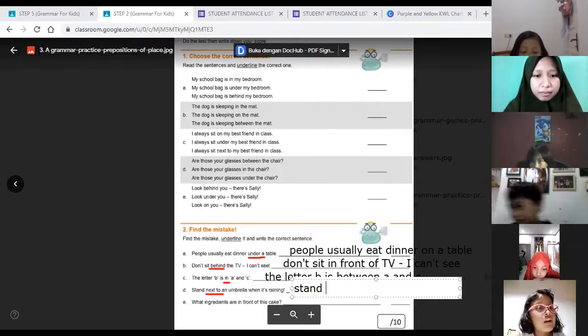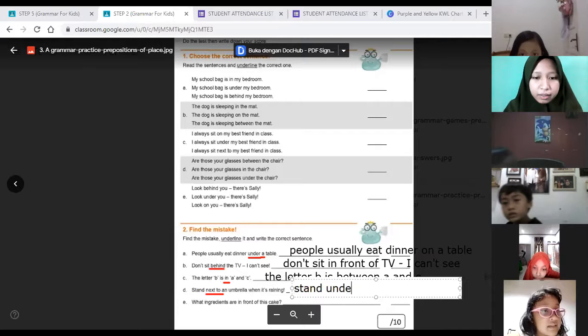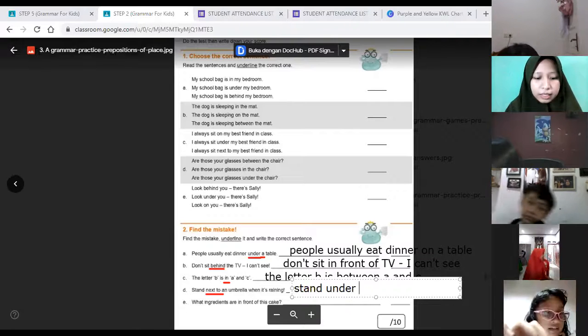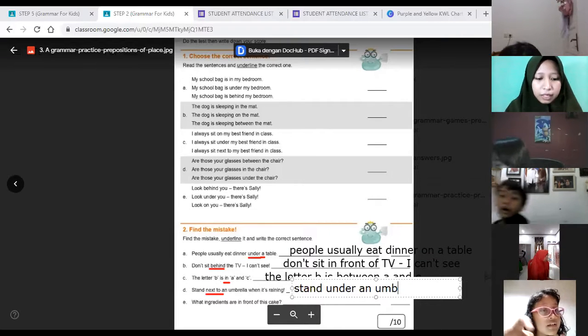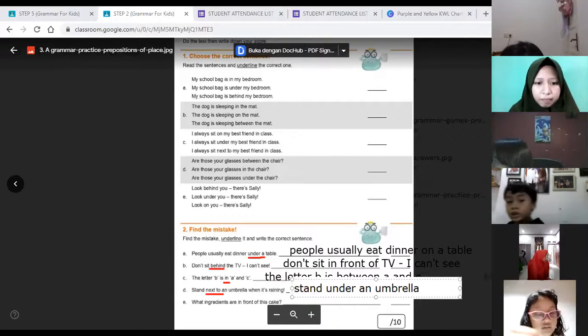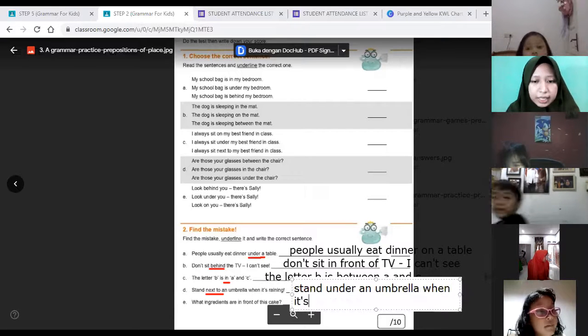Stand under an umbrella when it's raining.